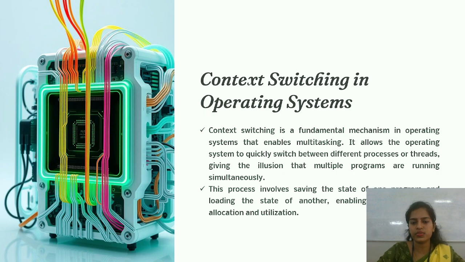So what then is context switching? Context switching is a fundamental mechanism in the operating system that enables multitasking. It allows the operating system to quickly switch between different processes or threads, giving the illusion that multiple programs are running simultaneously. That means the CPU switching from one process to another process in order to execute is called context switching. This involves saving the state of one program and loading the state of another program, enabling efficient resource allocation and utilization.